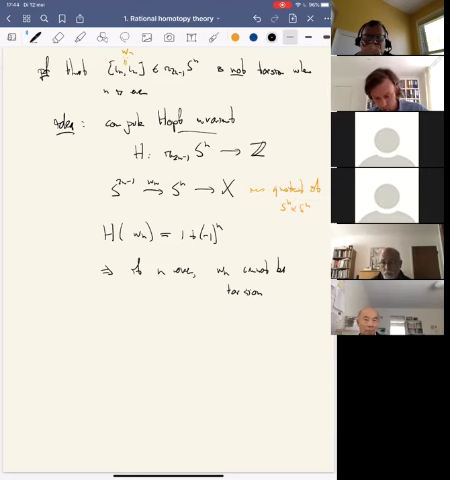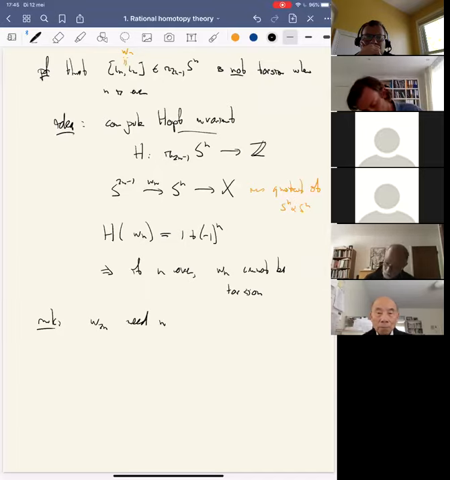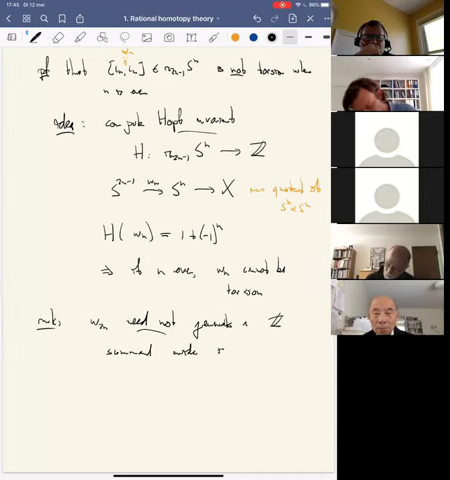Maybe a small remark here, which we'll also see many instances of. It's not necessarily true that this Whitehead bracket generates the copy of Z that you have inside the integral homotopy groups. So W_{2n} need not generate a Z summand integrally, inside π_{4n-1}(S^{2n}).